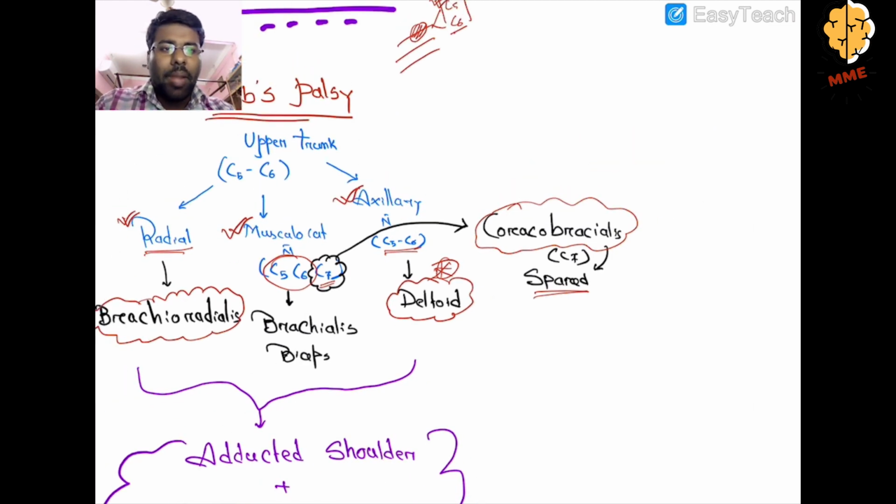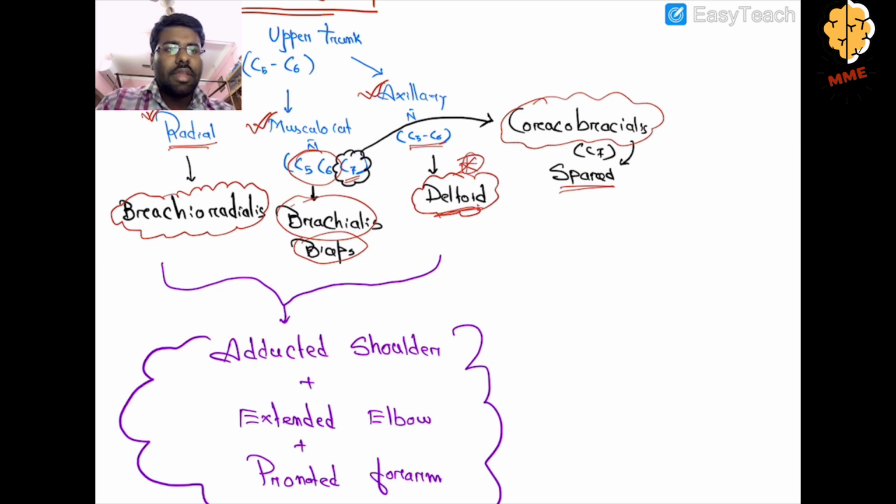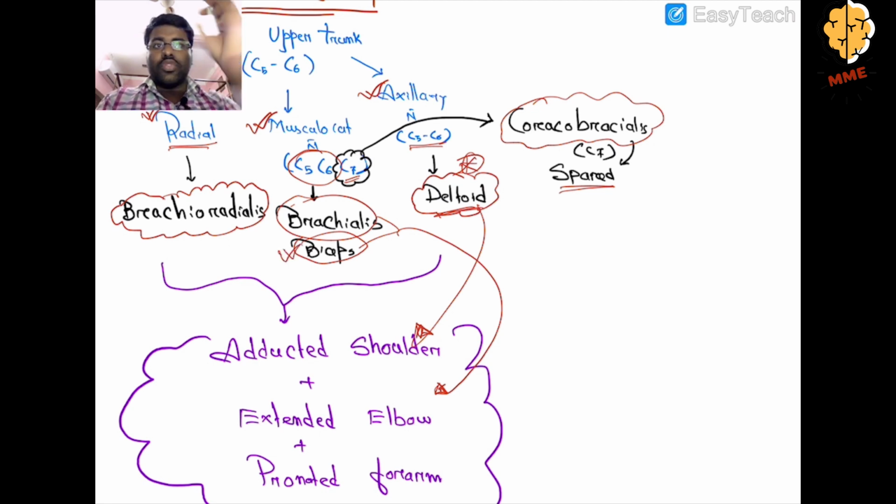The biceps and brachialis muscles, which are supplied by the musculocutaneous nerve with only C5 and C6 root value, get affected. If the deltoid is affected, then the shoulder becomes adducted. When the brachioradialis and biceps are affected, then the elbow becomes extended and the effect is pronation.